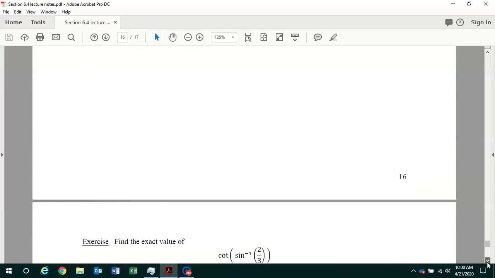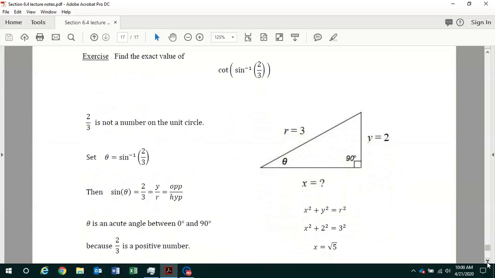On the next page, we're asked to solve another mixed composite. We have to find the cotangent of the inverse sine of 2/3. Now, because cotangent is the outer function, right, we know that the value of this composite is going to be a number. Well, 2/3 is not on the unit circle, right? It's not a number on the unit circle.